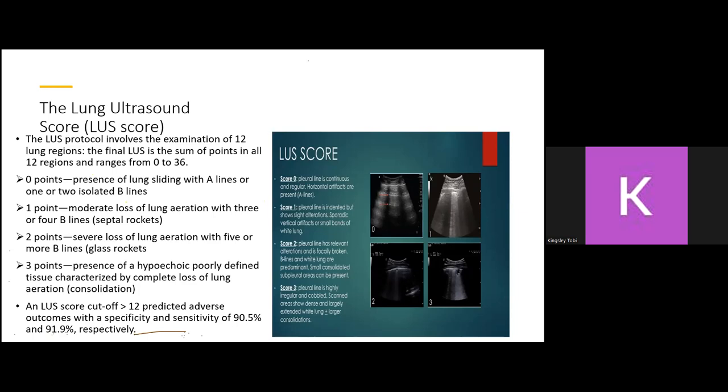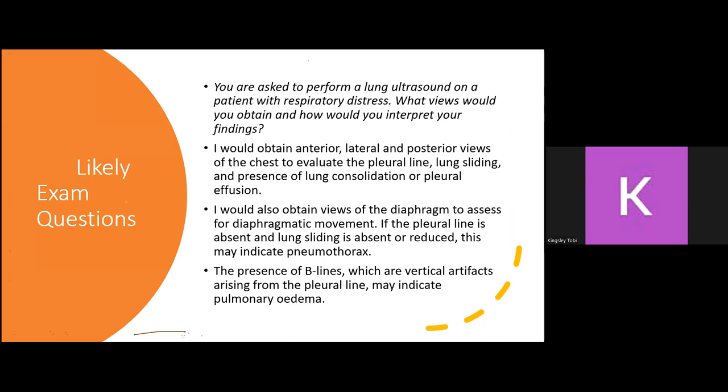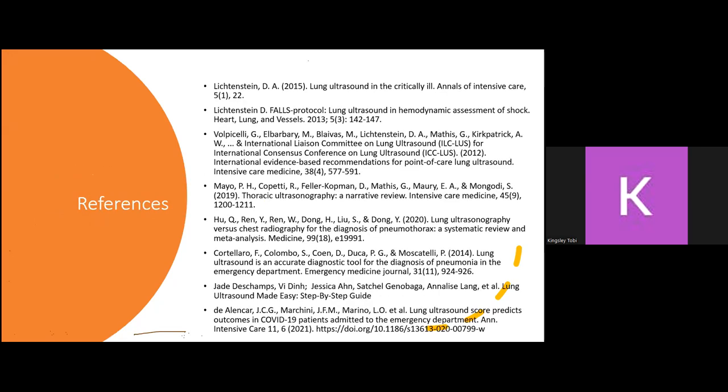When you have the presence of hypoechoic, poorly defined tissue suggestive of consolidation, you give that region of the lung 3 points. A lung ultrasound score cutoff of more than 12 predicted adverse outcome with a specificity and sensitivity of 90 and 91 percent, respectively. So these are things we can adopt in our lung ultrasound and give scores to our patients in terms of prognostication.